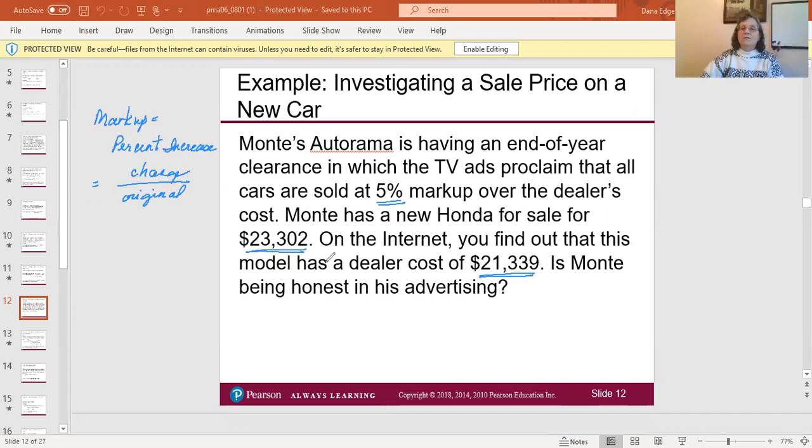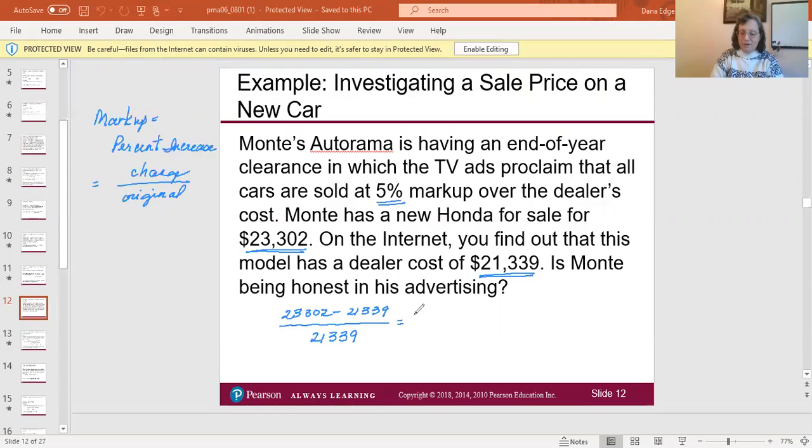23,302, what the question is asking, is this at a 5% markup? So you take the change between the prices, 23,302 minus 21,339, divided by where it started, which would be the 21,339. Don't divide by the wrong number. That will throw it way off.